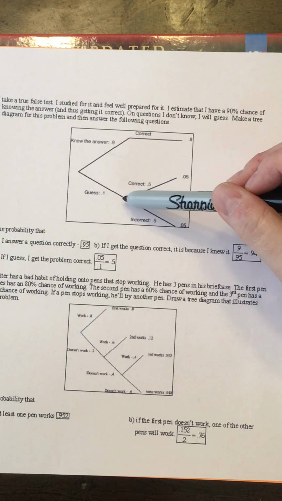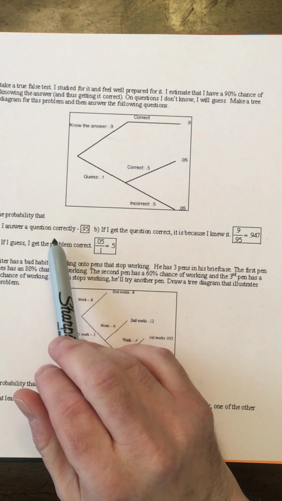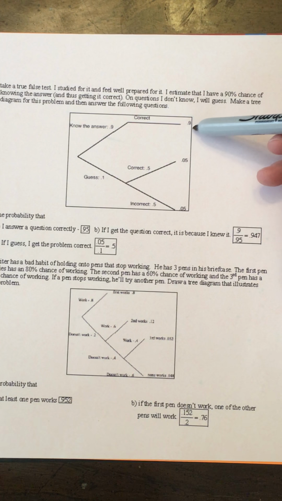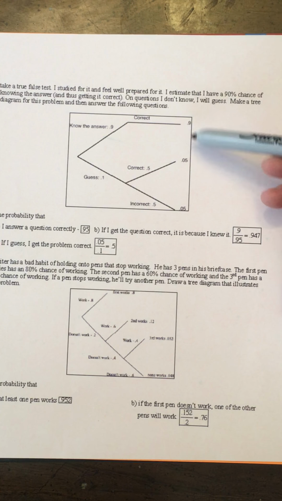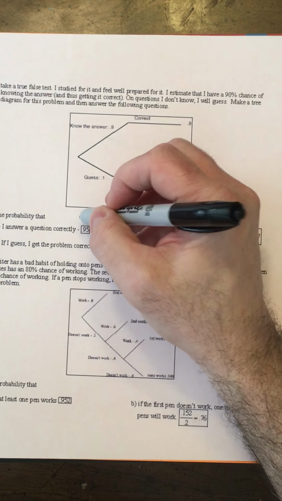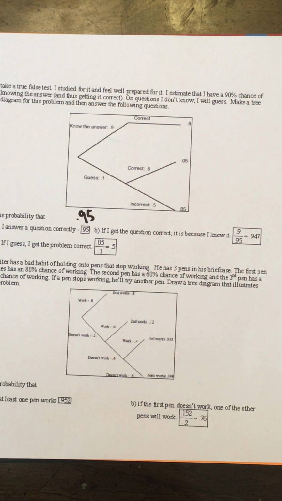And then of the 10% that I don't know, half of them I'll get correct and half of them I'll get incorrect. So now, what's the probability that I get a question correct? So that's going to be correct here, which is 0.9 plus 0.05, 0.95. I'll write that here so you can see it a little larger.